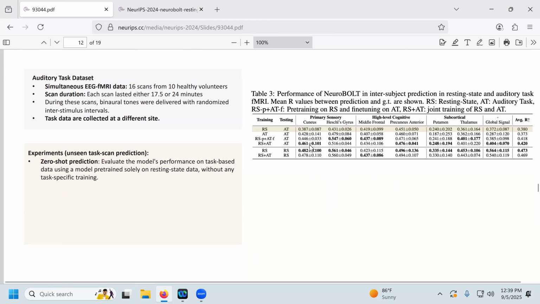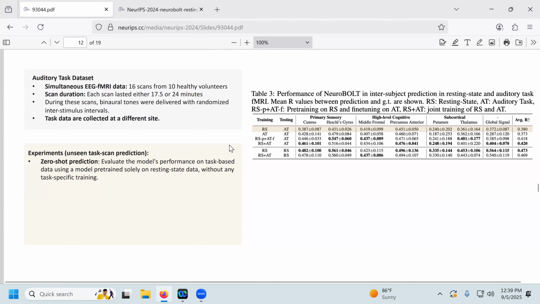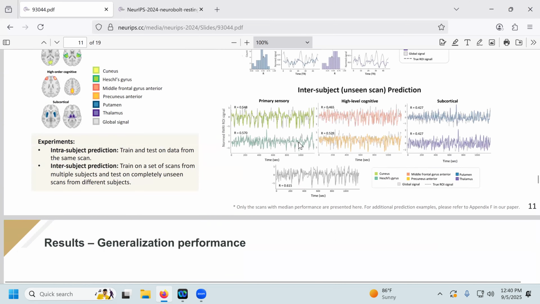So the experiments that they do are translating from, so this is their generalizability claim, that they're training on resting state data from the same population and then translating to task-based data from the same population. So again, not entirely generalizable in a population sense, but at least from resting to task, they're claiming that they can generalize. They do outperform baselines as well.